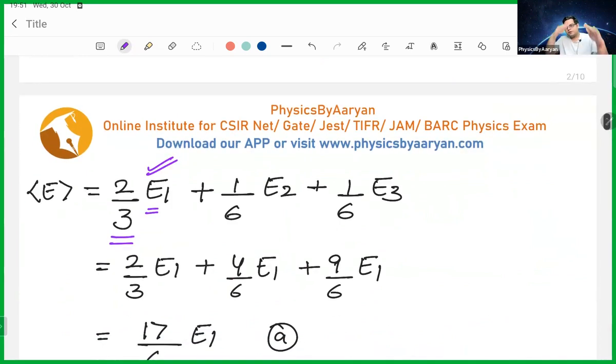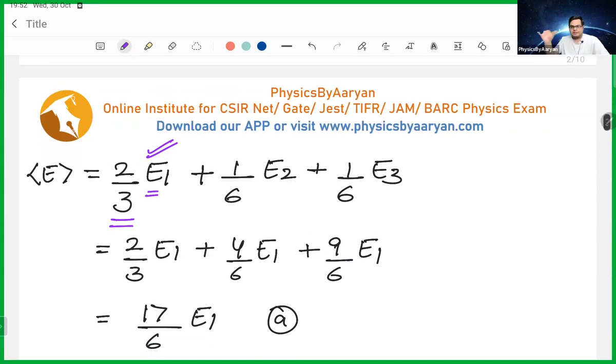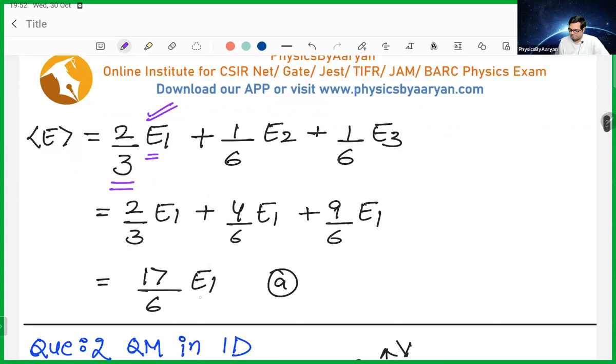Similarly, in the third term again, 1 by root 6 and 1 by root 6 will become 1 by 6. The exponential term will cancel out because e to the power plus and e to the power minus is e to the power 0, which is 1. And then I get E3, and E3 is nothing but 9 E1. Now I can just add them together. So I will get 17 by 6 E1, which is your option A.